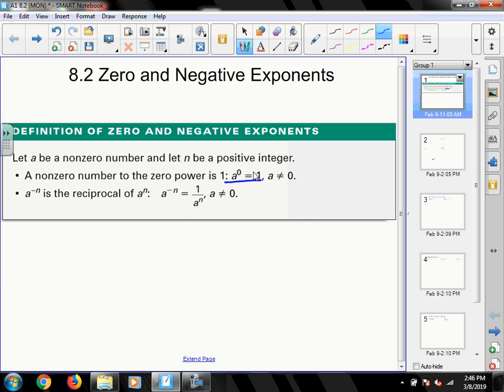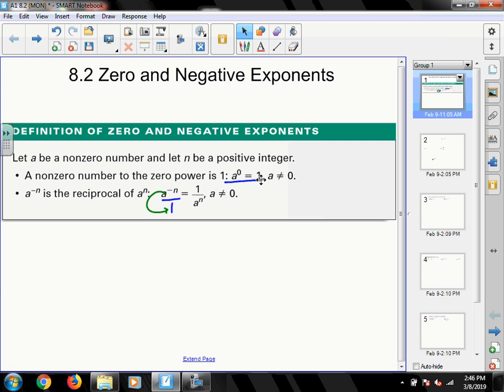Negative exponents, your book says it's just the reciprocal of whatever your number to that positive exponent is. The way I like to say it is if you have a negative exponent, it's in the wrong position in the fraction. So right here I have a to the negative n, so that's like it's over 1. So you can flip that. Otherwise, I like to think of it as a to the negative n is in the wrong spot. So since it's up top, it needs to go down below, and it becomes positive.